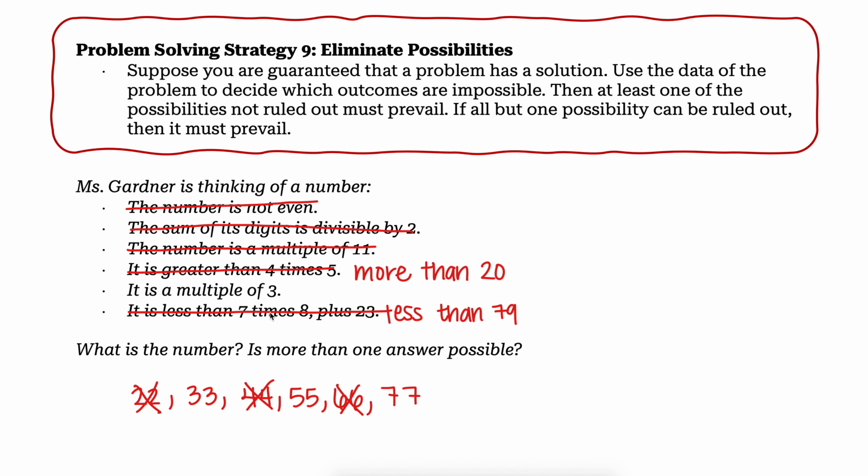But that's okay because I have one more. It's a multiple of 3. Between 33, 55, and 77, 33 is the only one that is a multiple of 3. So her number is 33.